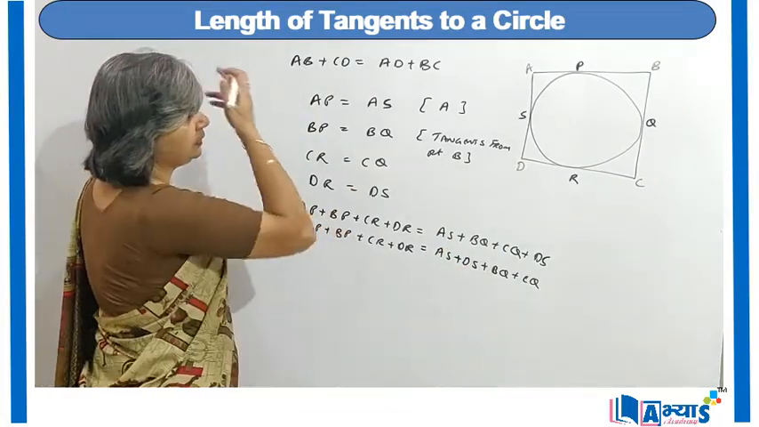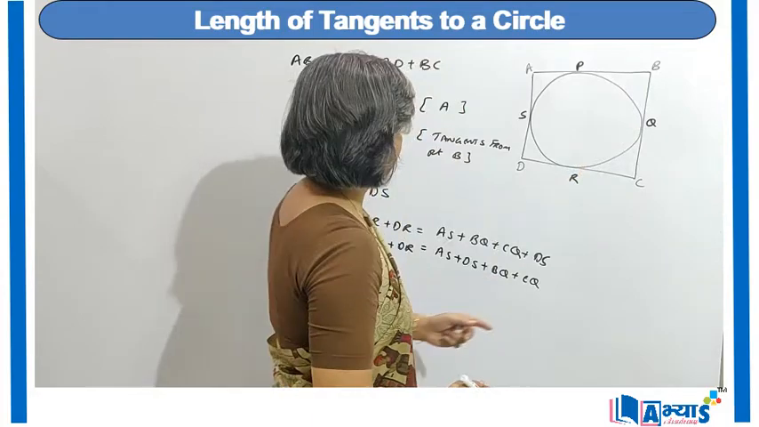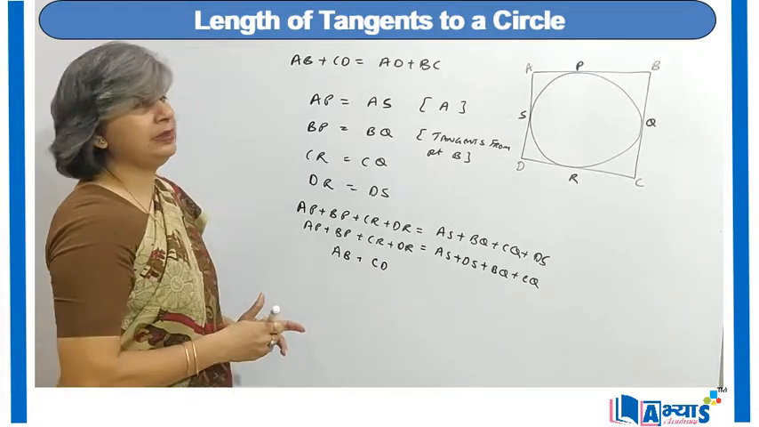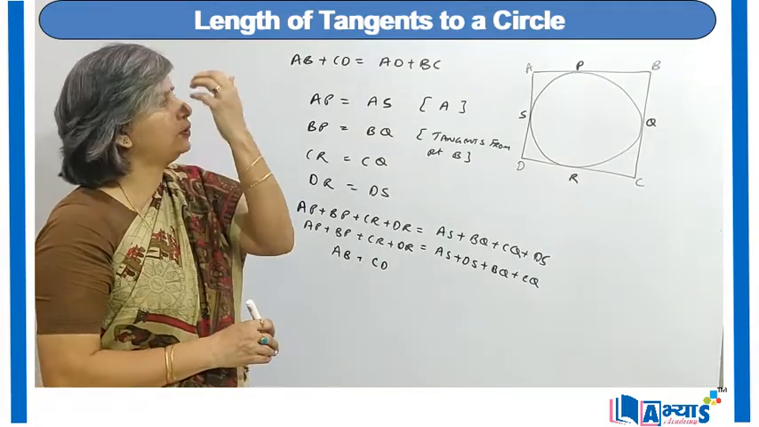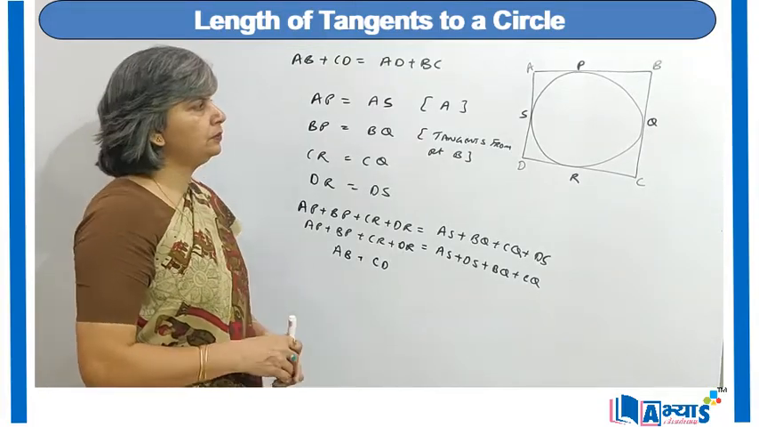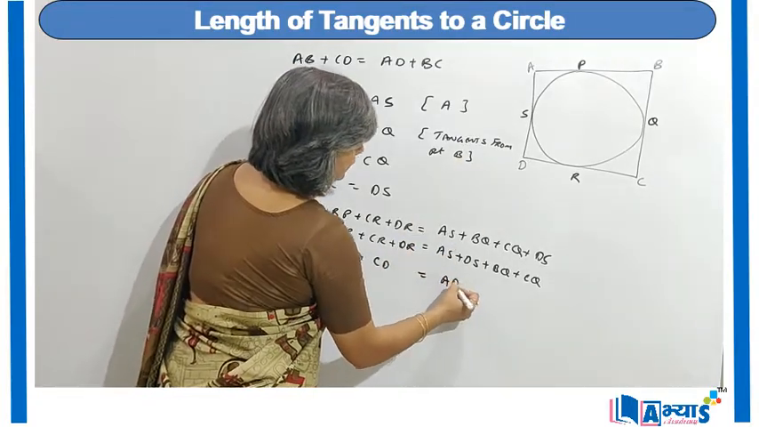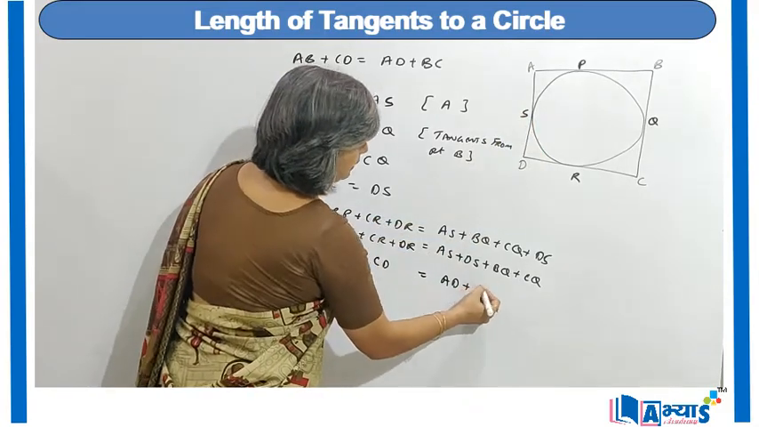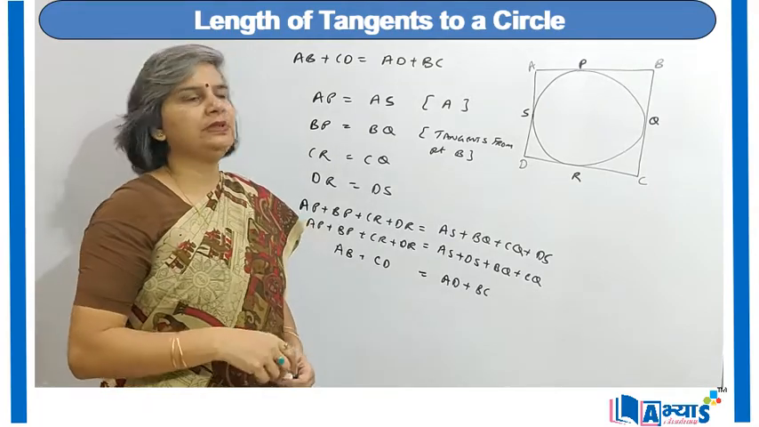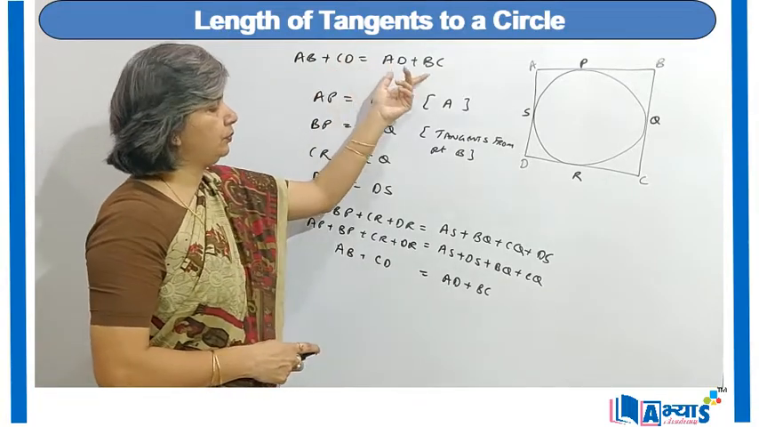Now AP plus BP is equal to AB, because AP plus PB is equal to AB. Similarly, CR plus DR is equal to CD, because P is a point on AB and R is a point on CD. Similarly, from this side AS plus DS is equal to AD, and BQ plus CQ is equal to BC, because S is a point on AD and Q is a point on BC. So we have proved that AB plus CD is equal to AD plus BC.